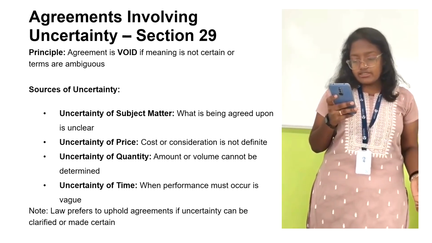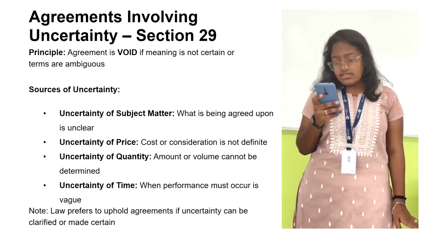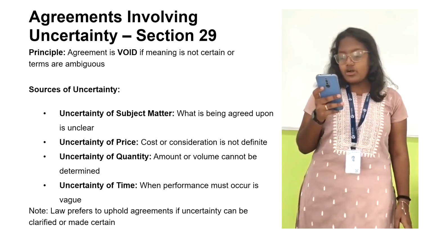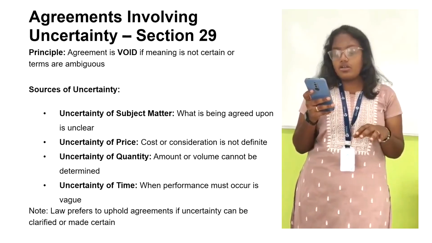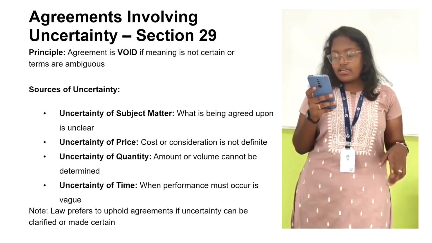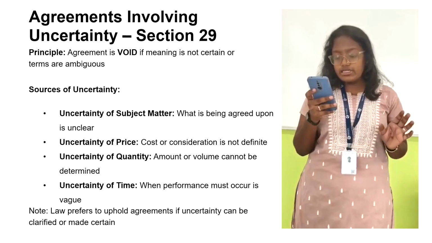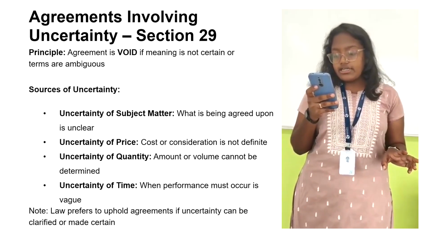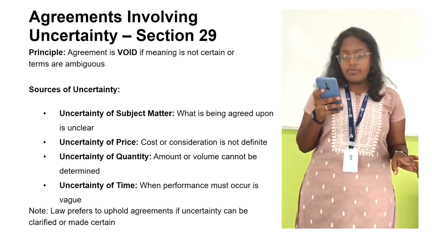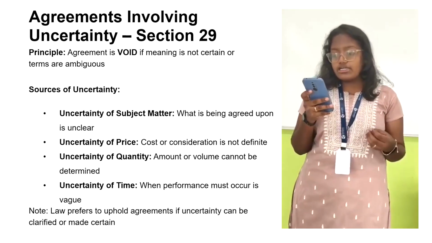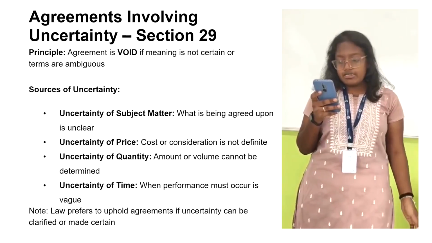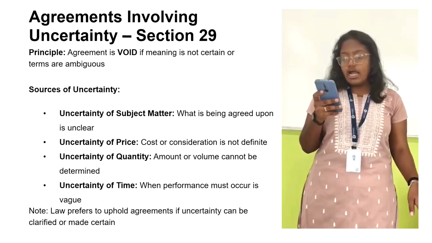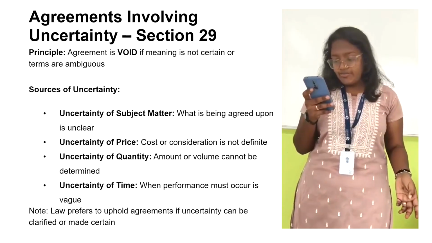Types of uncertainty. Uncertainty as to the subject matter. For example, I will sell you a car. It is not clear which car, brand, model or registration number. The contract cannot decide what property is to be delivered. Second point, uncertainty as to price. For example, I will sell my house at a reasonable price. Reasonable price is subjective. Different people may have different ideas of what is a reasonable price.